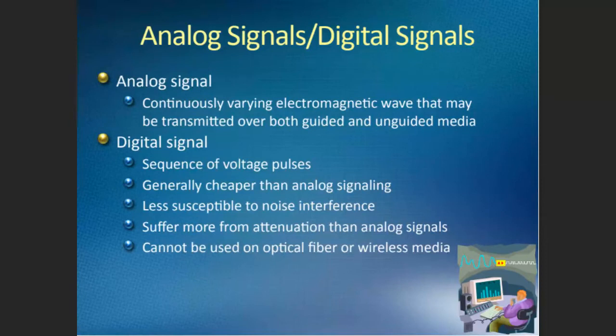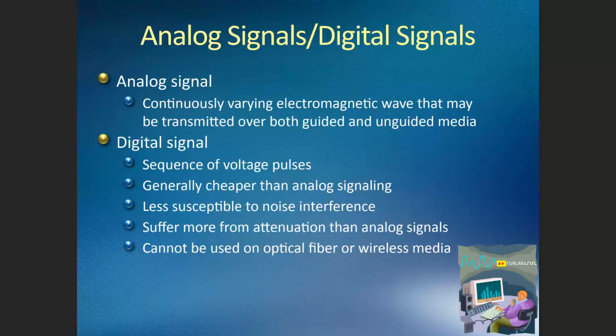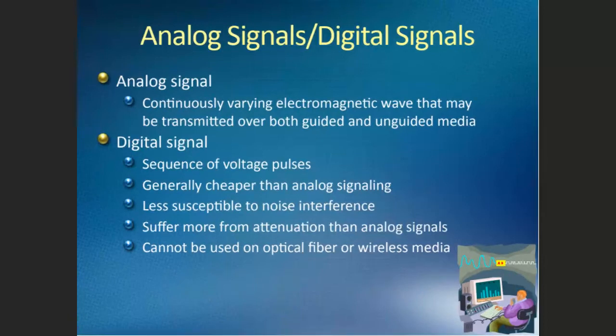Digital is generally cheaper than analog. Analog used to be analog equipment. Some people have it as a hobby. Analog equipment used to be very expensive, and you had to go to certain shops to buy these equipments, and you had to buy compatible devices. The digital ones are cheaper and less susceptible to noise interference, but suffer more from attenuation than analog signals.